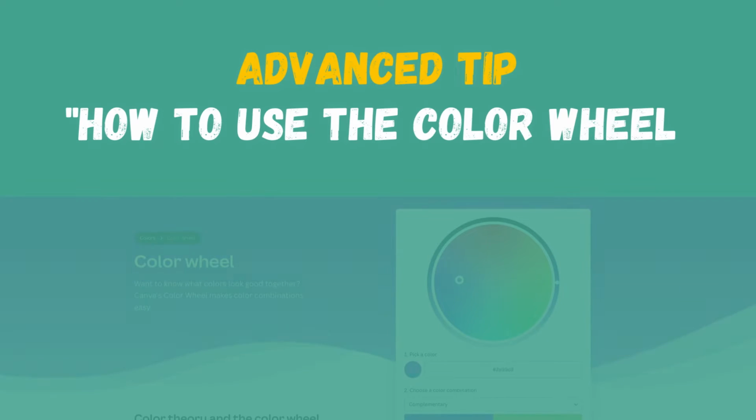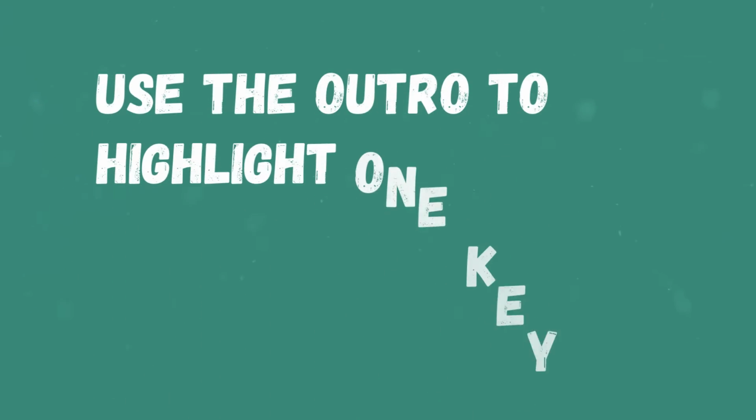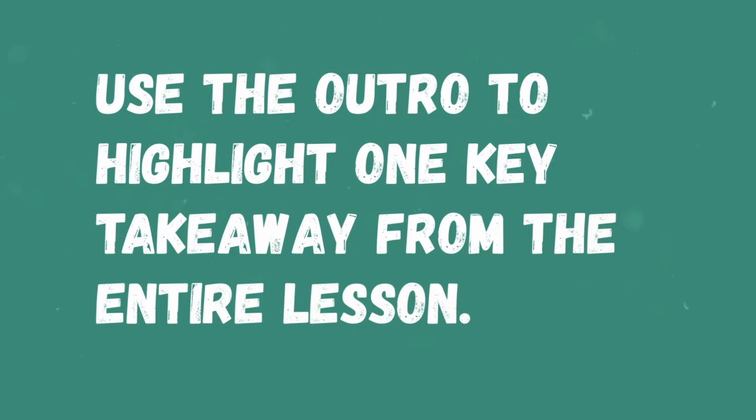We're about 6 minutes into the lesson now, and it's time to give our viewers something extra, something exciting to look forward to in each lesson. The advanced tip. Mine could be how to use the color wheel to always match colors the right way. With that 2-minute extra tip, we're about 8 minutes into the video lesson, and it's time to round it off with a short outro. Use the outro to highlight one key takeaway from the entire lesson.